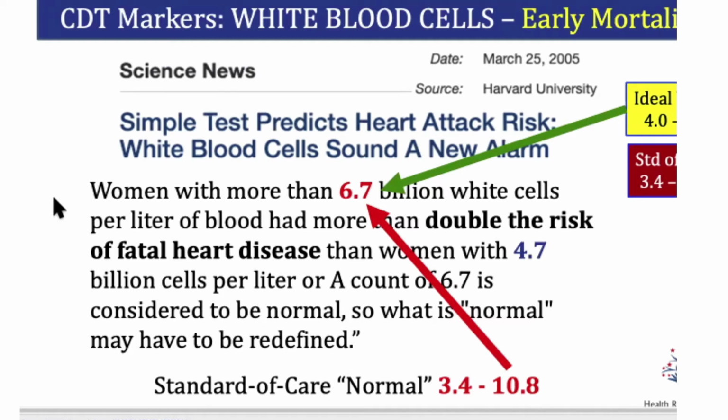But this is from March 2005, Harvard University. Simple test predicts heart attack risk. White blood cells sound a new alarm. This study, directed by Harvard Medical School, worldwide, looked at women prospectively.